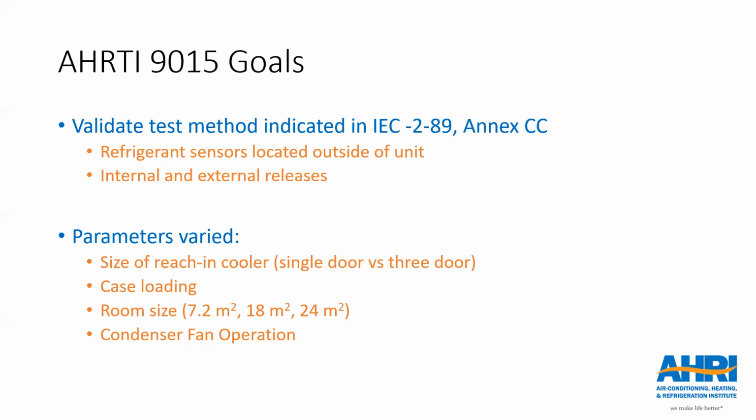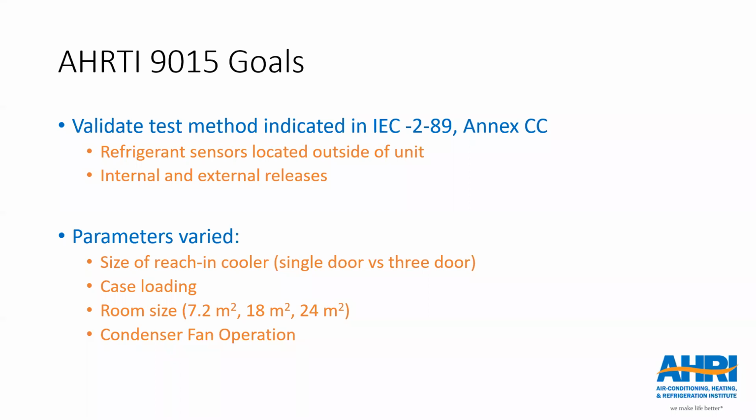So the intent of this project is to validate and determine if appliances with larger charge amounts could comply with the tests identified in Annex CC. We looked at both internal and external leaks in this project, as Tim mentioned. For the external leaks, we concentrated on lower condenser units, and we'll see in the next portion of this webinar some details on why this specific approach was taken.